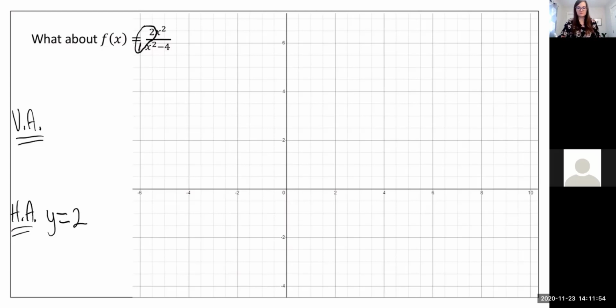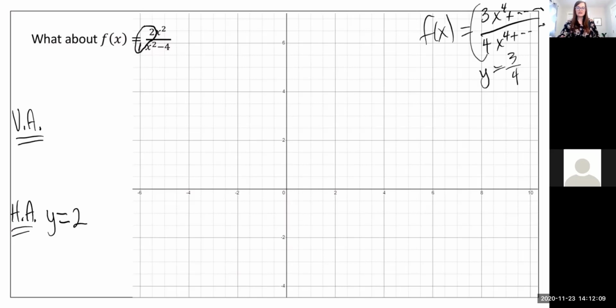If I had a different function with a 3x to the 4 plus a bunch of stuff over a 4x to the 4 plus a bunch of stuff, my asymptote would be 3/4. I don't really care about the rest, because as x gets really big, all of that is going to simplify out and it's going to get closer and closer to 3/4. Not equal to 3/4, but closer and closer to it.